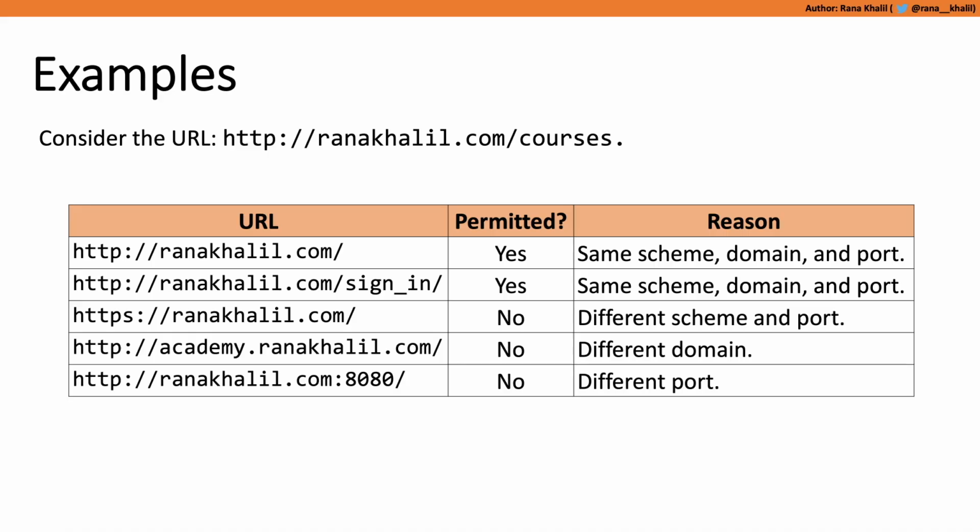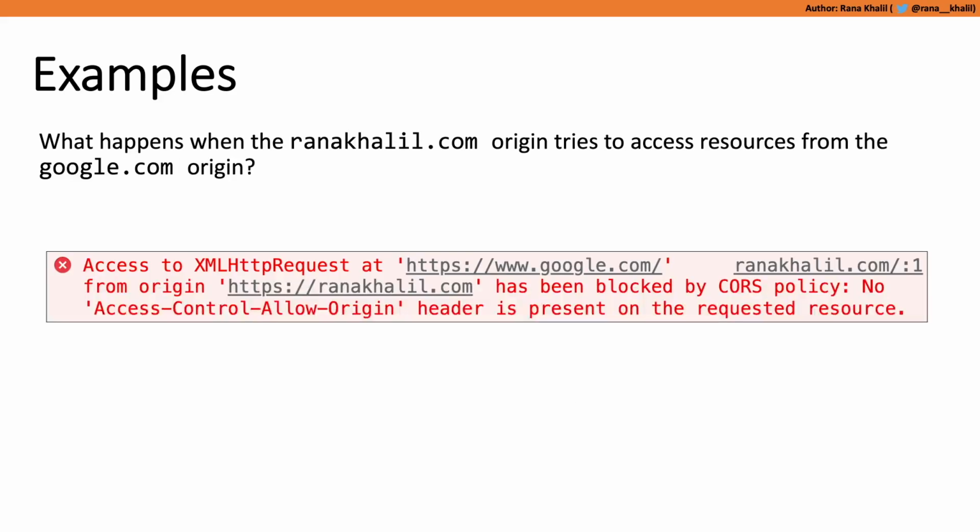Okay, so we've gone through a couple of examples to see how the same origin policy works. Now let's discuss what happens when an origin makes a read request to a different origin. So essentially what happens when the same origin policy is violated and the browser prevents the request from going through. So this is a screenshot of me trying to make a read request from my website ranakhalil.com to google.com, and as you can see, my request is denied because it violates the same origin policy.